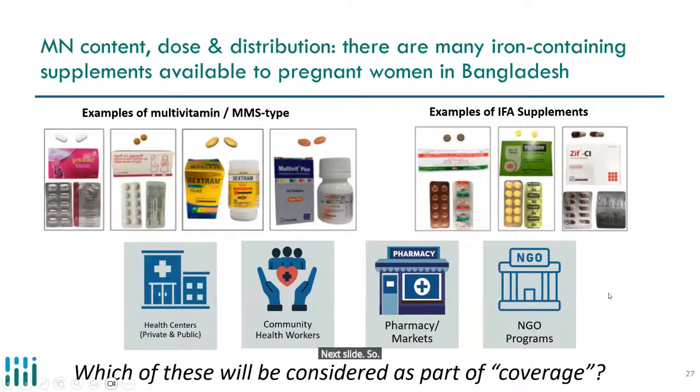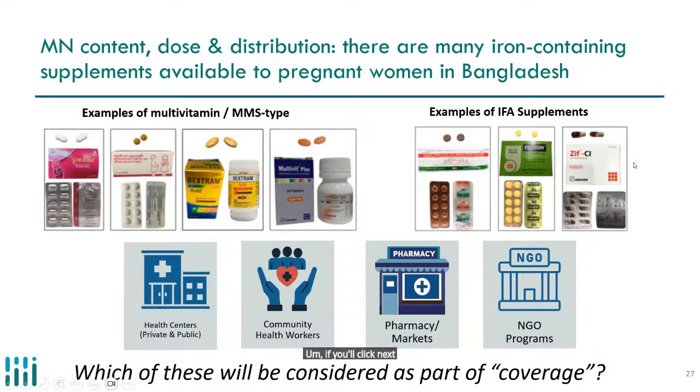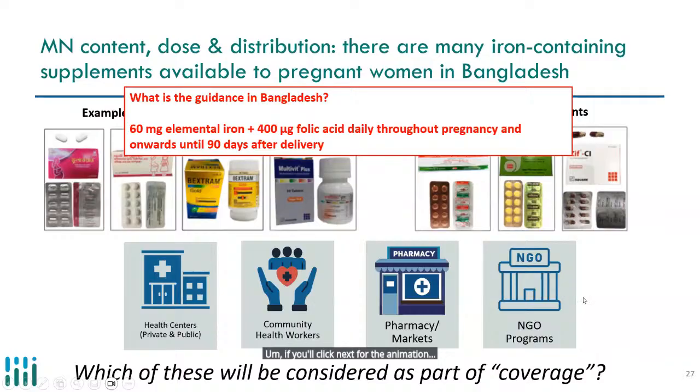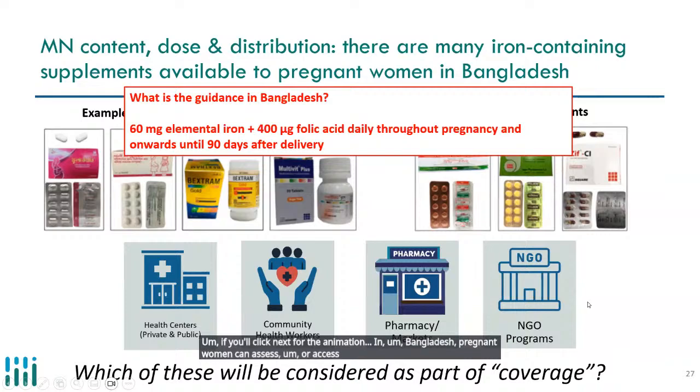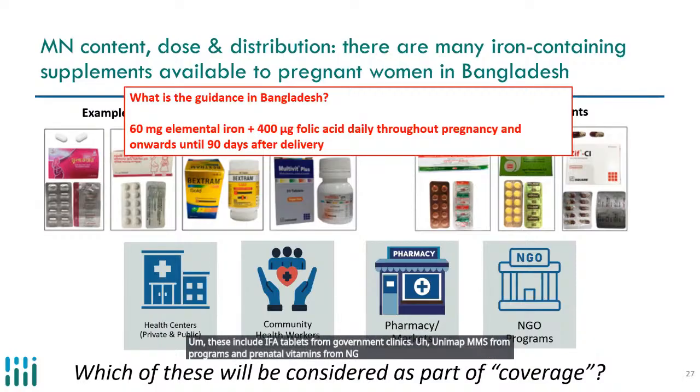So while we started looking at the WHO global guidance, we also need to look at the country or regional policy, as this reflects how the indicator is defined and implemented locally. If you'll click next for the animation. In Bangladesh, pregnant women can access a wide range of iron-containing supplements. These include IFA tablets from government clinics, UNIMAP MMS from programs, and prenatal vitamins from NGO or private pharmacies, just to give us a few examples.